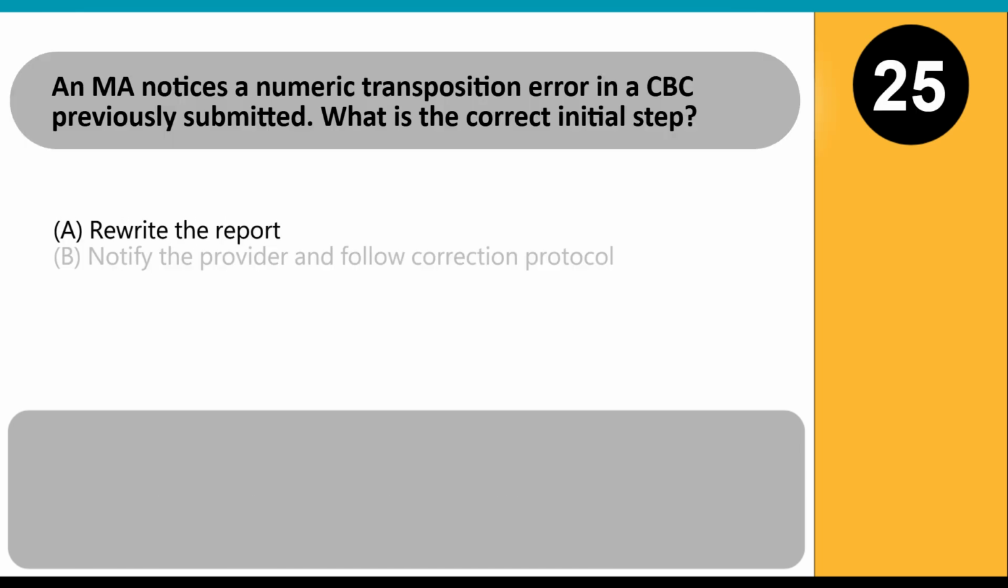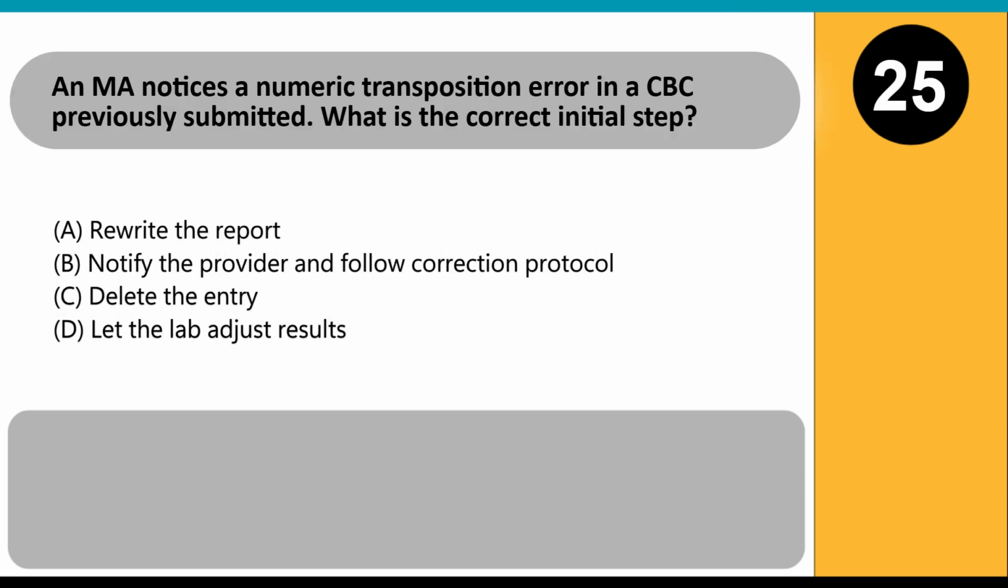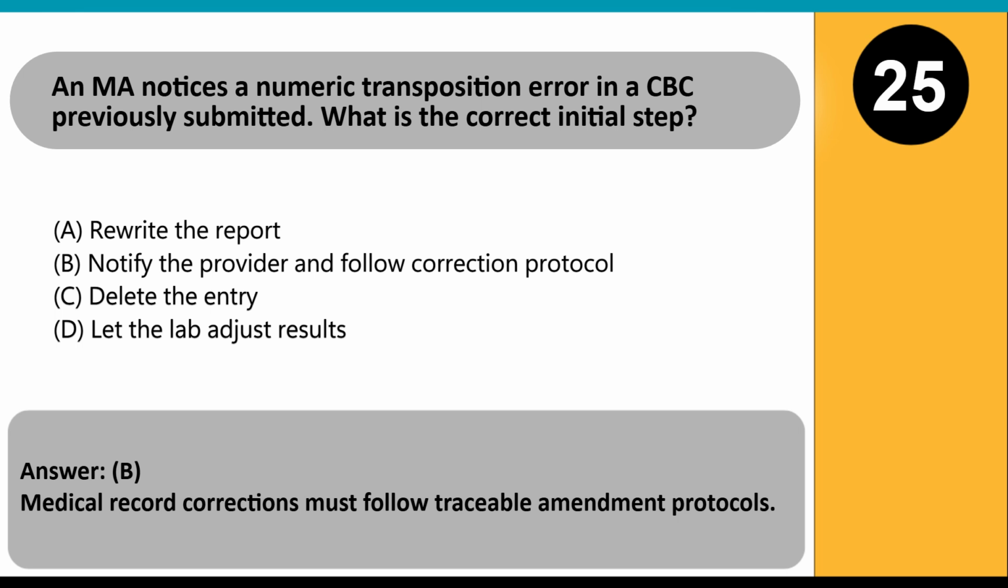An MA notices a numeric transposition error in a CBC previously submitted. What is the correct initial step? A. Rewrite the report. B. Notify the provider and follow correction protocol. C. Delete the entry. D. Let the lab adjust results. Answer B. Medical record corrections must follow traceable amendment protocols.